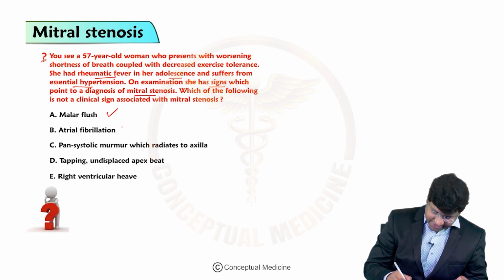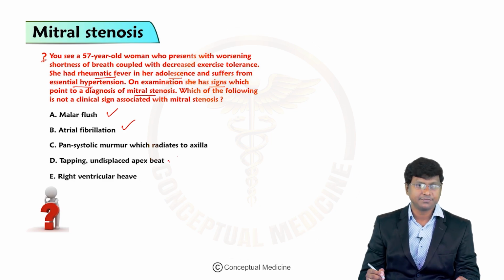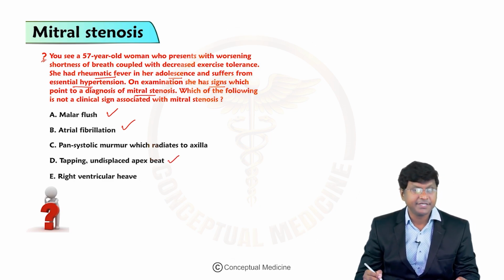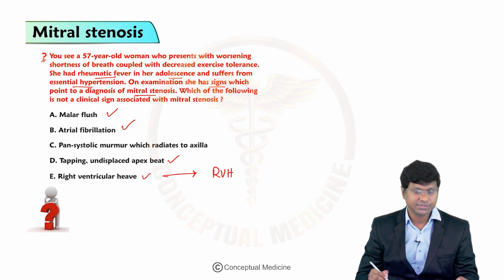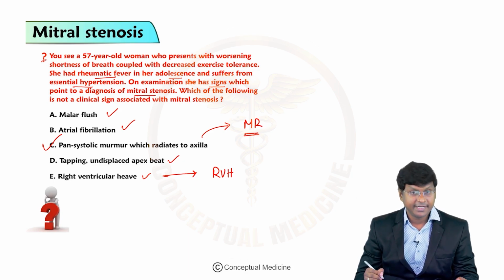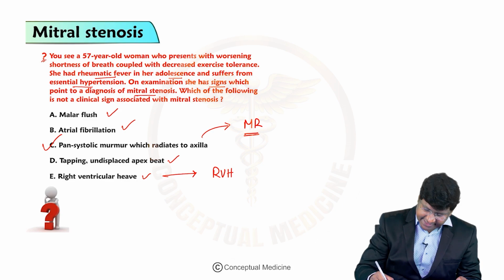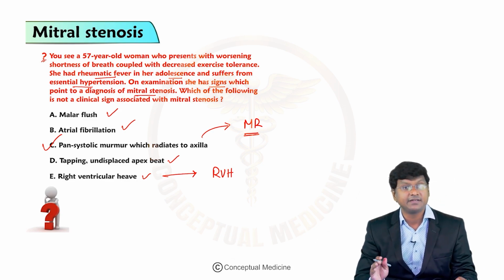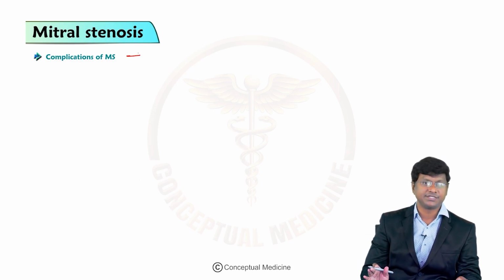So, in patients with mitral stenosis, you have the presence of the malar flush. Atrial fibrillation is seen in patients with mitral stenosis, right? And tapping, undisplaced apex beat will be there in patients with mitral stenosis. And there will be right ventricular heave, and this right ventricular heave is due to right ventricular hypertrophy, right? But pansystolic murmur which radiates to the axilla, that is seen in patients with mitral regurgitation.